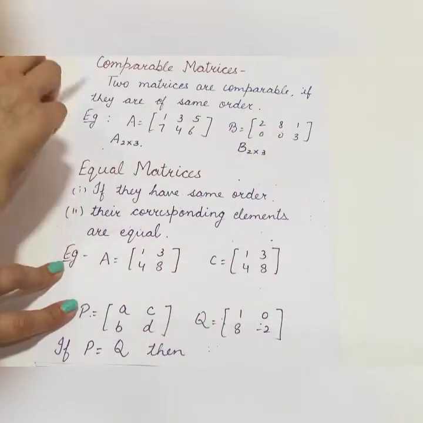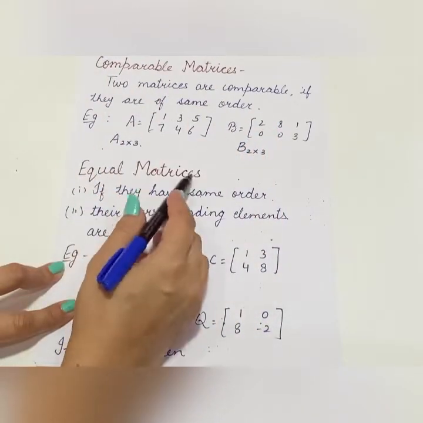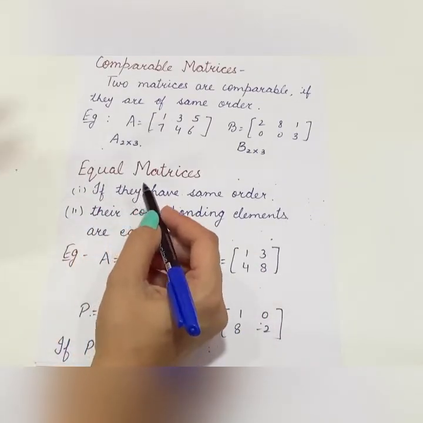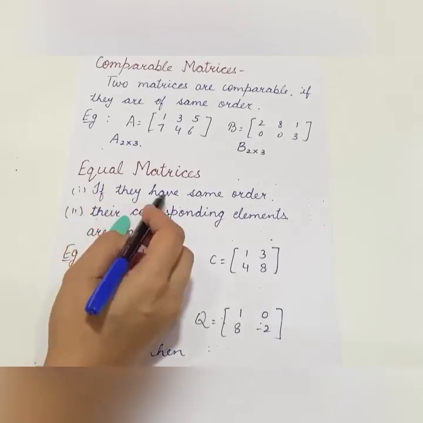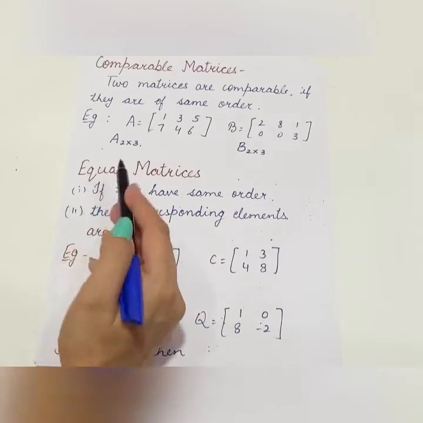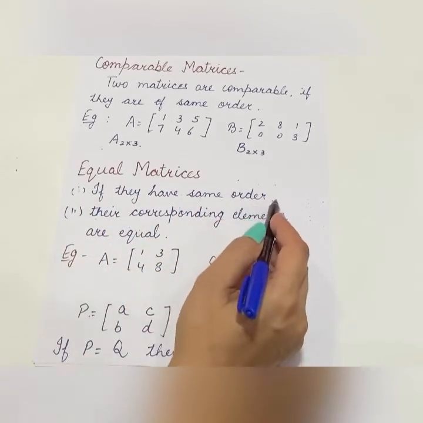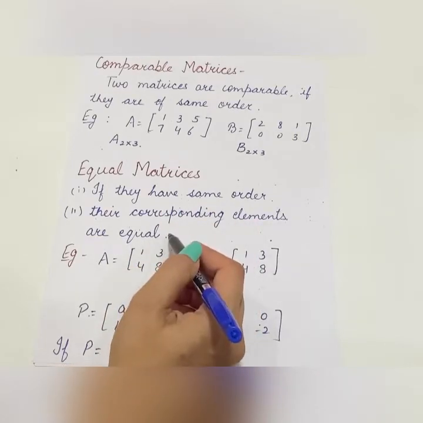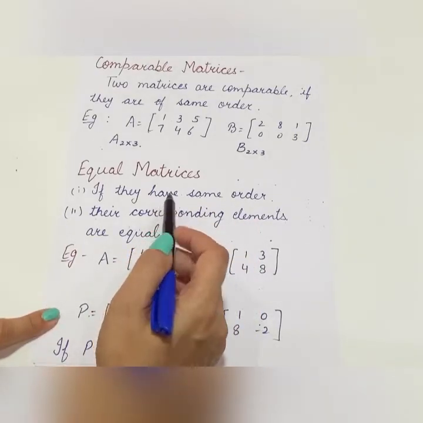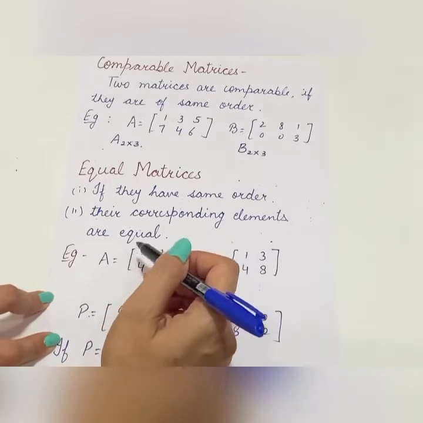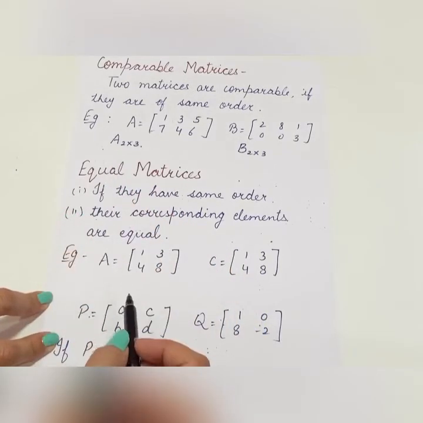Then one step ahead of comparable matrices, we have the equal matrices. What are equal matrices? There are two conditions for it. The first condition for two matrices to be equal is they should have the same order. And the second condition is that their corresponding elements are equal. They should be of the same order and their corresponding elements should also be the same, or you can say the corresponding elements should be equal. Then the matrices are known as equal matrices.